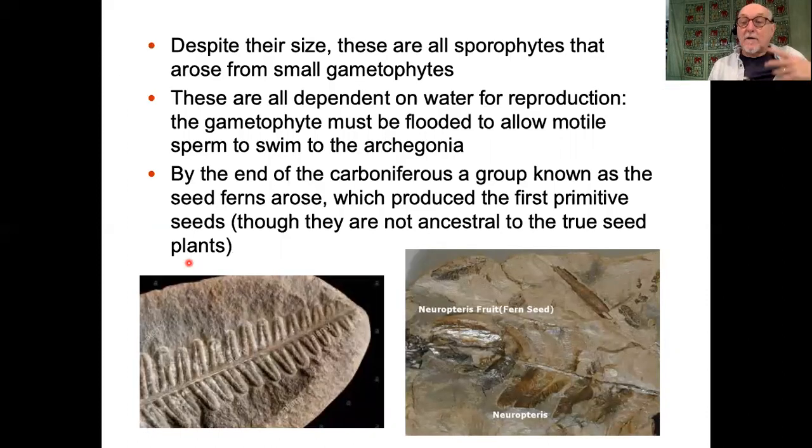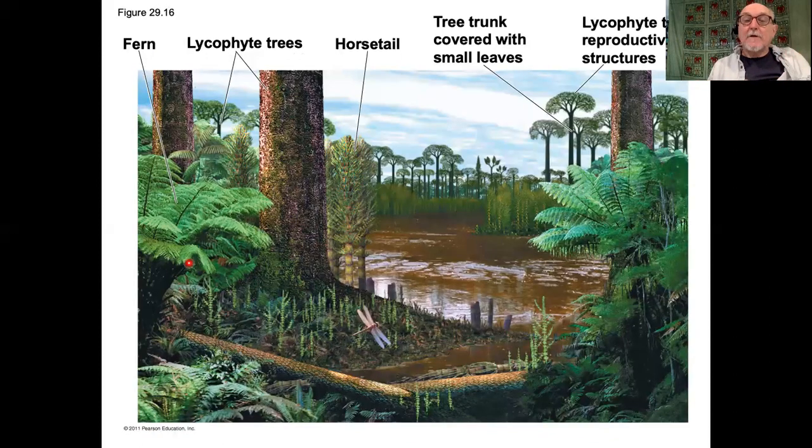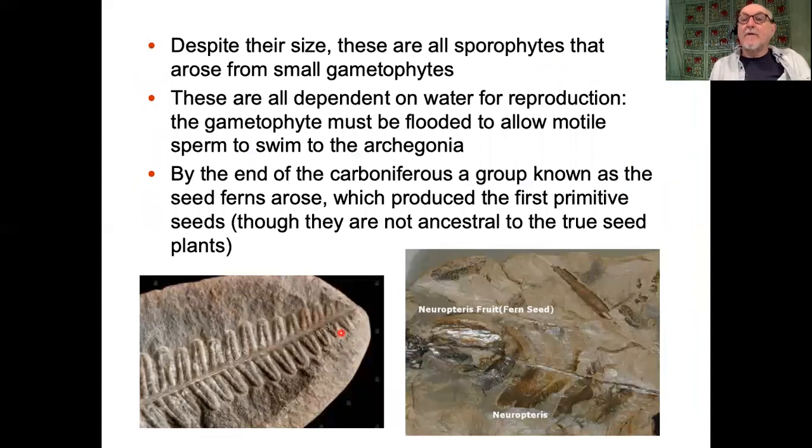So it's an extraordinary thing to think about, but these are all sporophytes, and they all had to have arisen from small, obscure gametophytes. And that is one of the things which now limits them to those marshy areas and to areas with very heavy rainfall where they can be assured of being flooded periodically to reproduce.